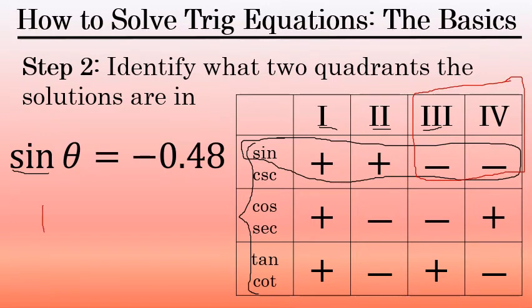We will have 2 answers to this trig equation between 0 degrees and 360 degrees, and those 2 solutions will be located in the third and fourth quadrant. Now the third quadrant are angles between 180 degrees and 270 degrees, so one of our answers will fall in that range, and the second answer will be in the fourth quadrant. It will fall between 270 and 360 degrees. On to step 3.